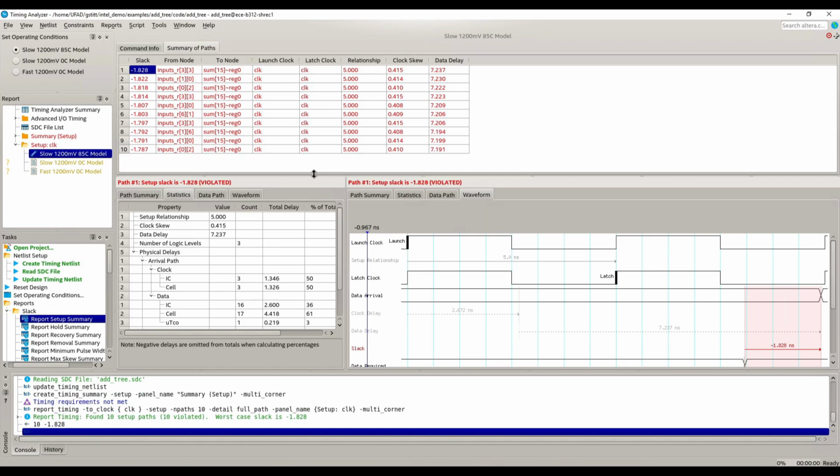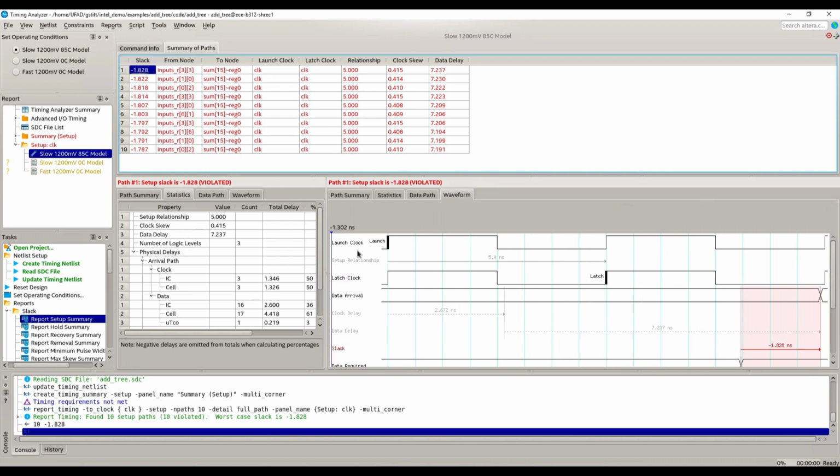Now this pops up with this information here. At the top, we have the top 10 worst failing paths in order of negative slack. So the top one here is essentially the critical path. It has the worst negative slack in the entire design. And you can see it's going from one of the input registers to the sum register, which is what we would expect to see because those were the inputs and outputs in our design. Now, let's just analyze this top path.